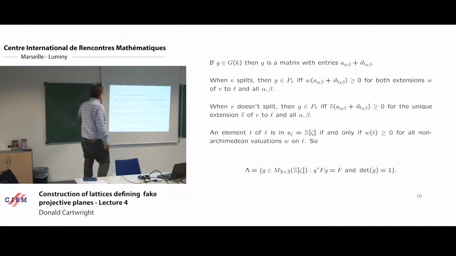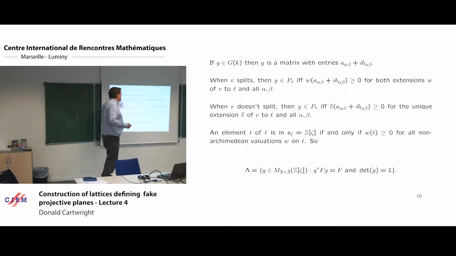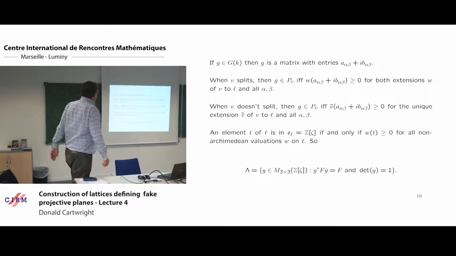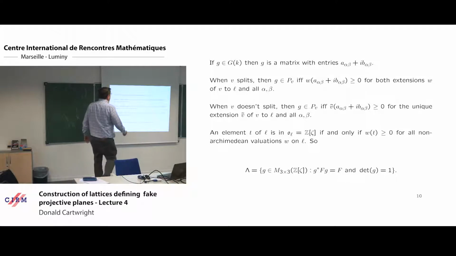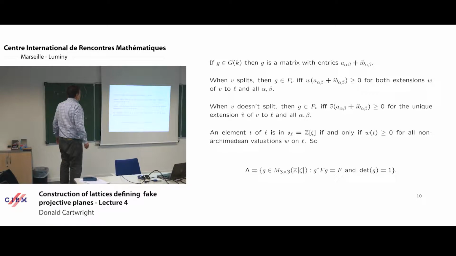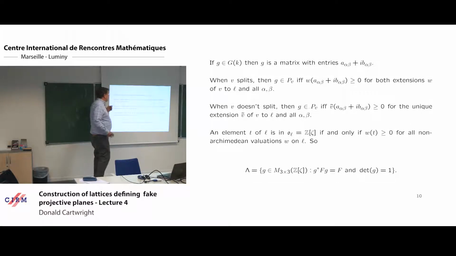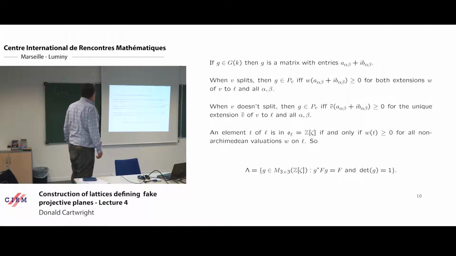So we're dealing with matrices here, and I is already taken, so I'm using alpha and beta as my indices for my matrix elements. And so the A and B are in the field K, and it works out in the isomorphism of the previous slide, for G sub V to be in PV, what you need is that for both extensions of V, the valuation is non-negative.